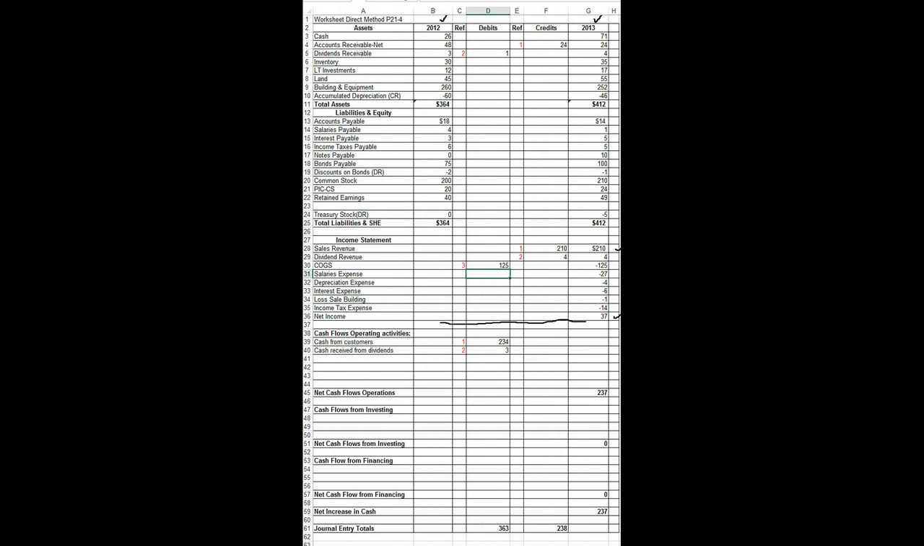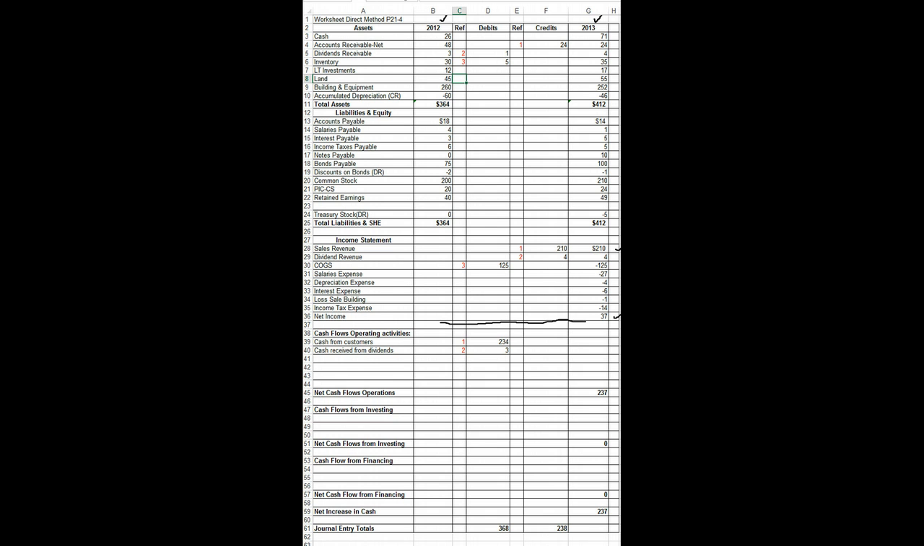Inventory, right here, went from 30 to 35. So inventory increased, so I'll put a debit there for inventory going out. I'll put a 3 here to show I'm working on the same journal entry. So I had some cost of goods sold, and I put 5 more on my shelf.